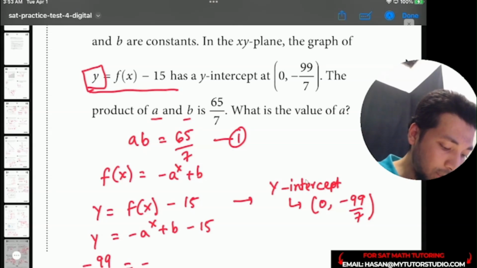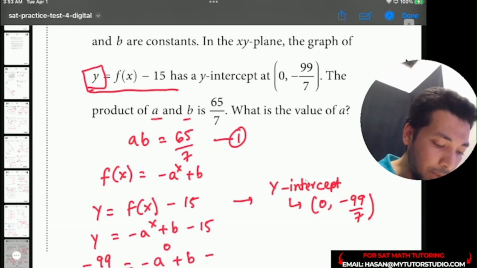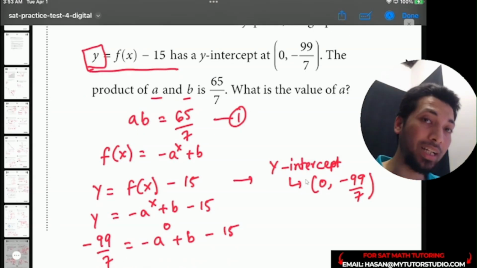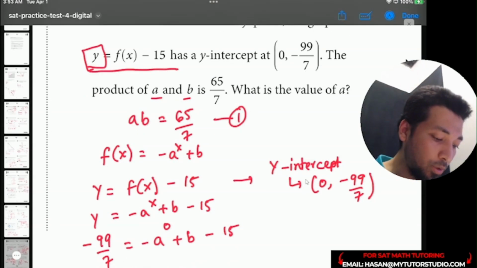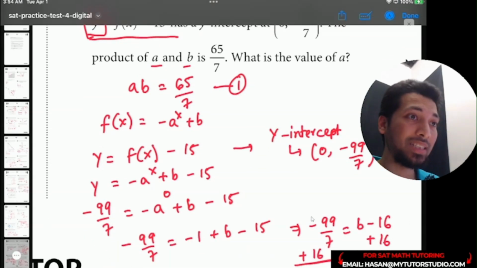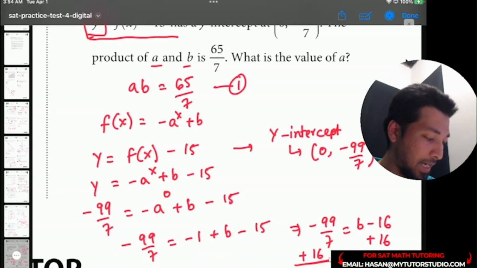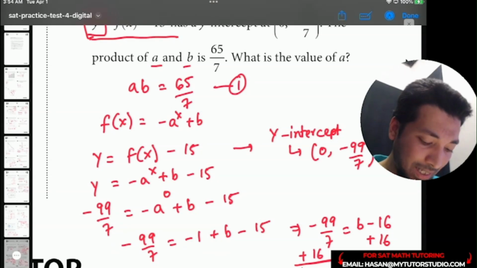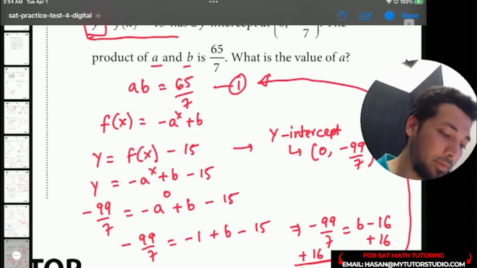And for x is 0, so this is negative a to the power of 0 plus b minus 15. From here, we can solve b. So we know that anything to the power of 0 is 1. So negative 99 over 7 is equal to negative 1 plus b minus 15. We are getting negative 99 over 7 is equal to b minus 16. So add 16 to both sides. If you use Desmos, we can get this answer 13 over 7. So that's my b.